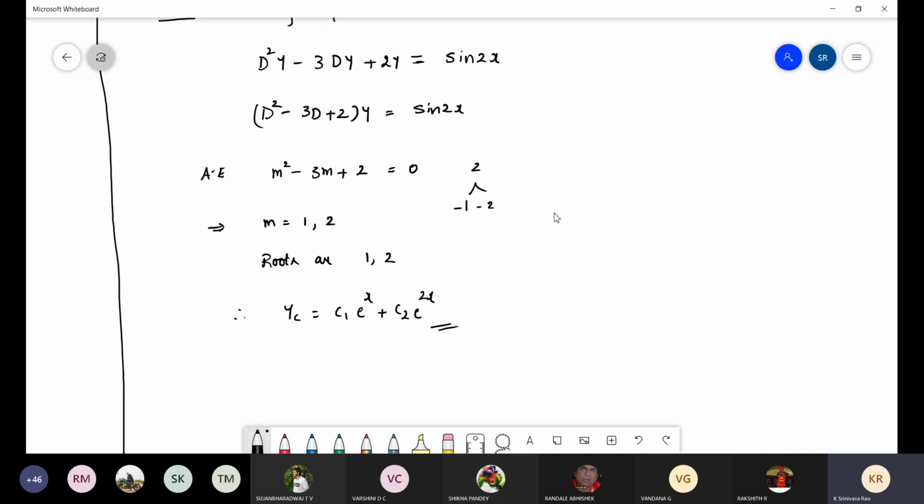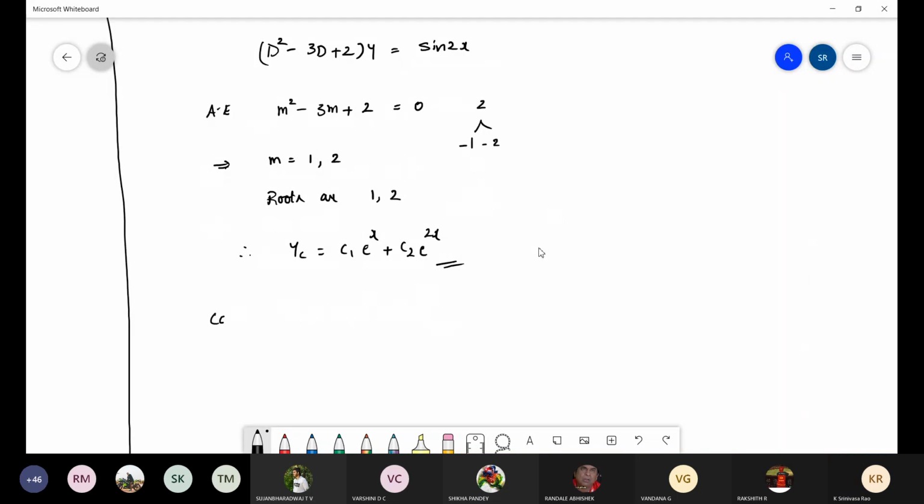Coming to yp now. Consider yp equals, our RHS is sin 2x. So it is a standard form. Whatever the angle, 1x, 2x, 3x, 4x, but the degree should be 1. Sine power should be 1 only, always. Divided by d square minus 3d plus 2. So substitution only to the d square.